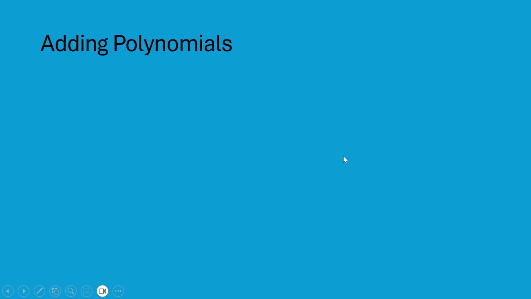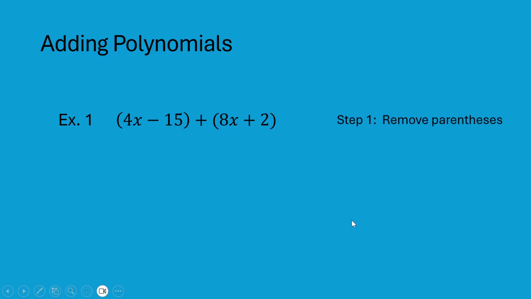Okay, so adding polynomials. Suppose that we have this example here. So this here inside the parentheses is a polynomial, and we're adding it with this other polynomial inside this parentheses. Okay, so step 1 is to remove the parentheses, and when we're adding polynomials, removing the parentheses isn't really exciting. Nothing really happens. They just sort of disappear, right? 4x minus 15 plus 8x plus 2. Okay. Step 2, combine like terms.